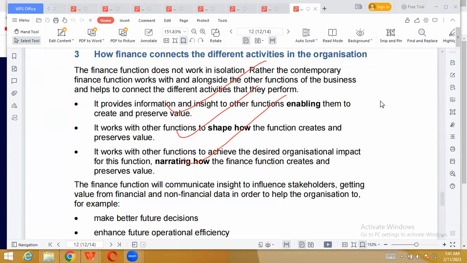In order for us to satisfy the information to impact framework, the finance function needs to be able to connect all the activities, but all the activities are connected when you work with other departments. That is how this can be achieved. So other departments should be worked with in order to achieve this, right?